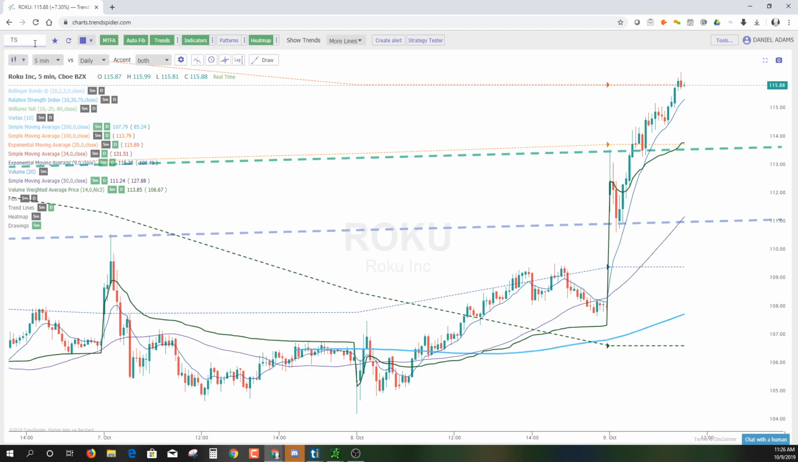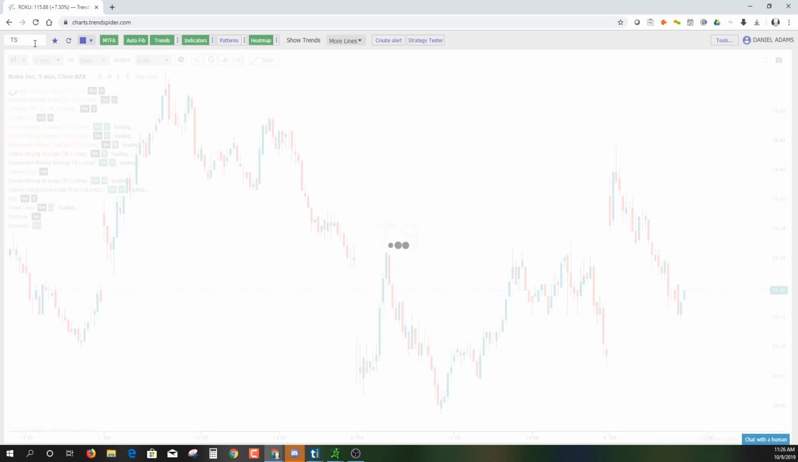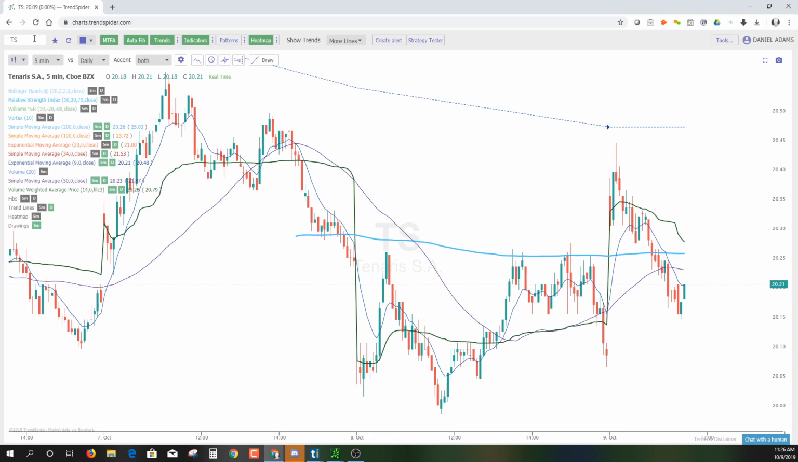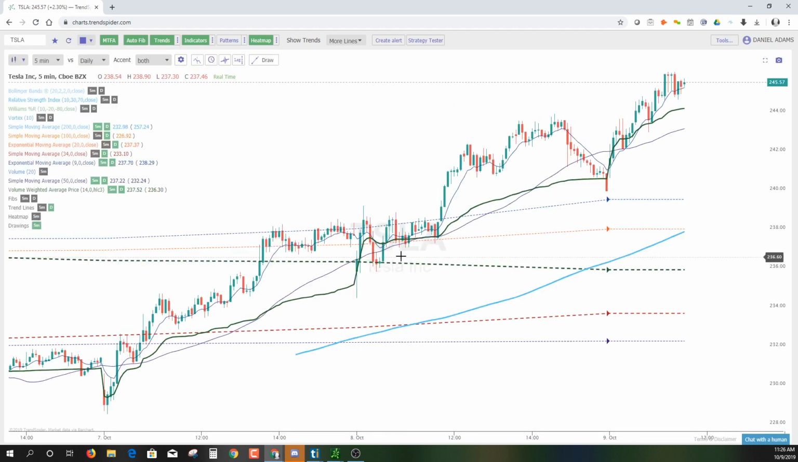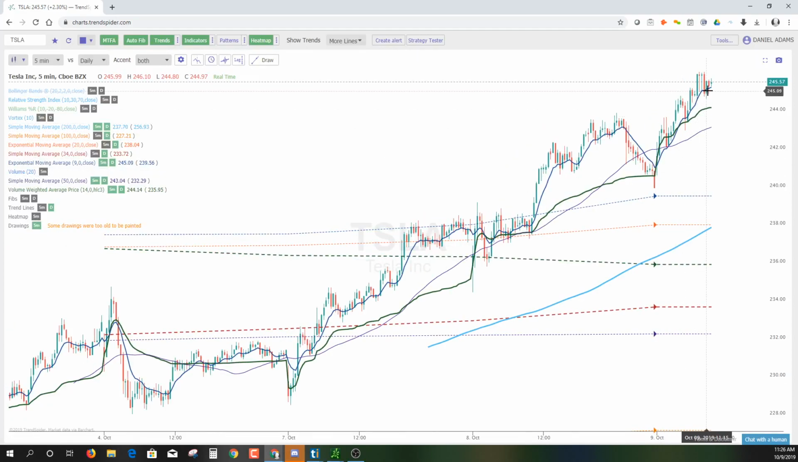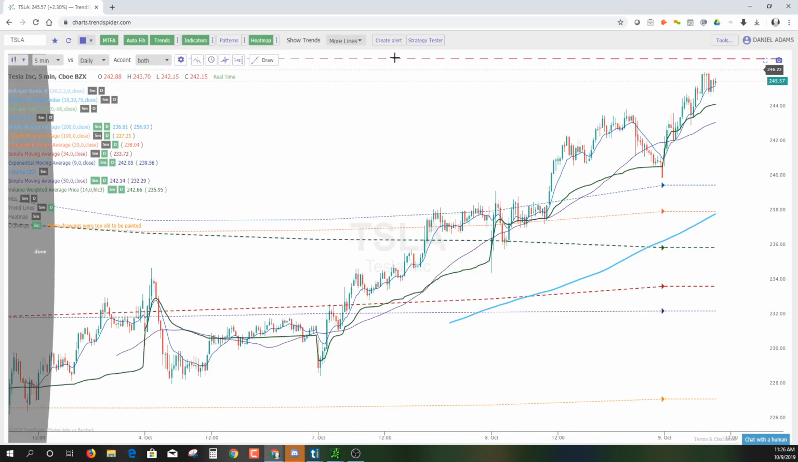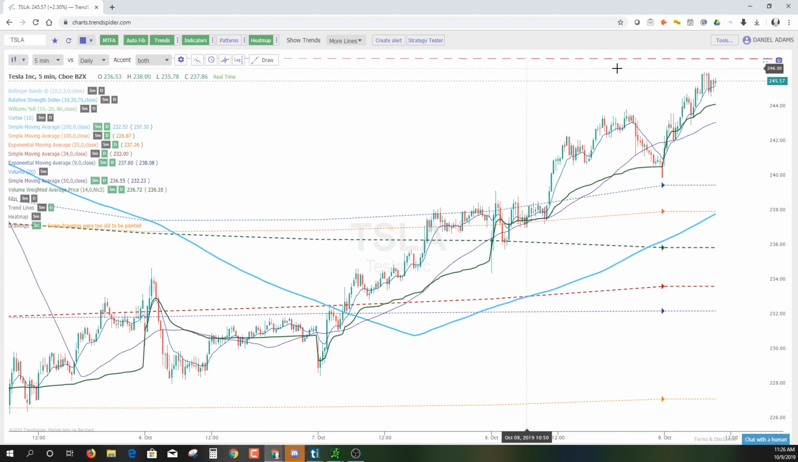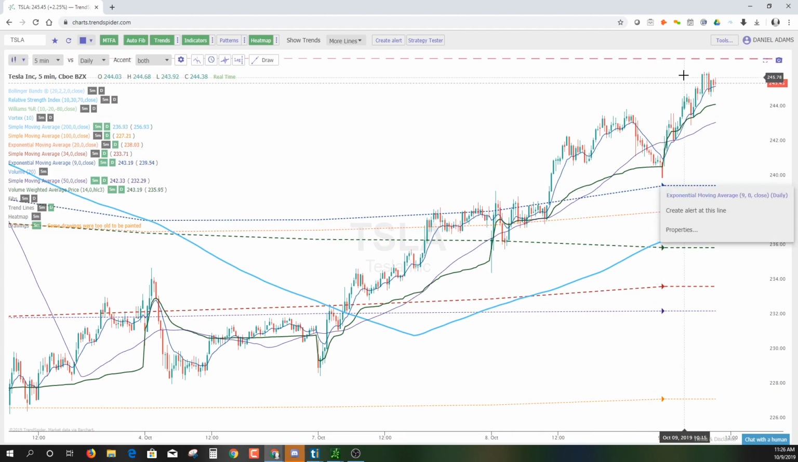Tesla is another one. That's TSLA, we need the L and the A. There we go. So Tesla, another kind of ride the 9 move, bull flag, bull pennants, rising wedge, and really close to that daily trend line. Here's the 9 EMA daily.